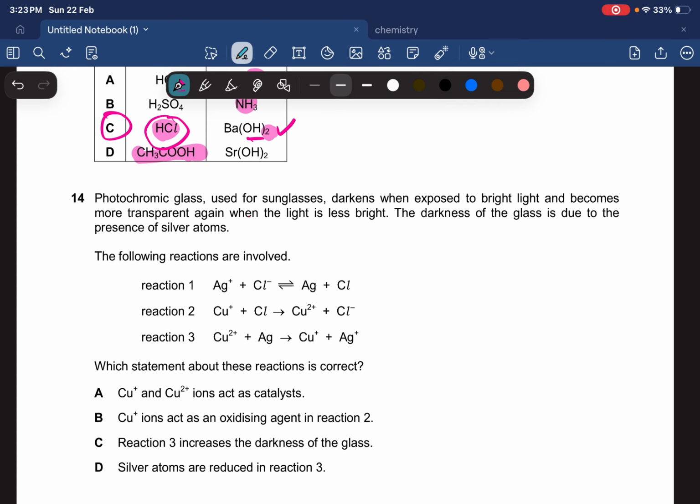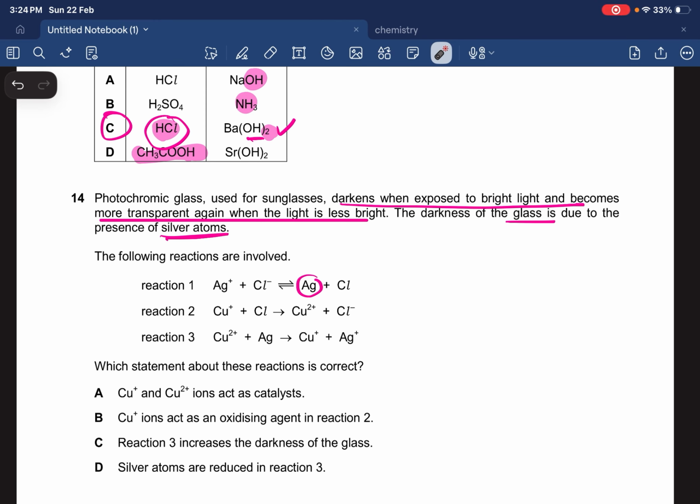Photochromatic glass used for sunglasses darkens when exposed to bright light and becomes more transparent again when the light is less bright. The darkness of the glass is due to the presence of silver atoms. So these atoms are making the glass darker. So look, what are we doing? Over here, this reaction is going to happen when we have bright light. So we release silver atoms so that it gets darker. And this reaction is then going to happen when we have less bright light, so that it becomes more transparent.